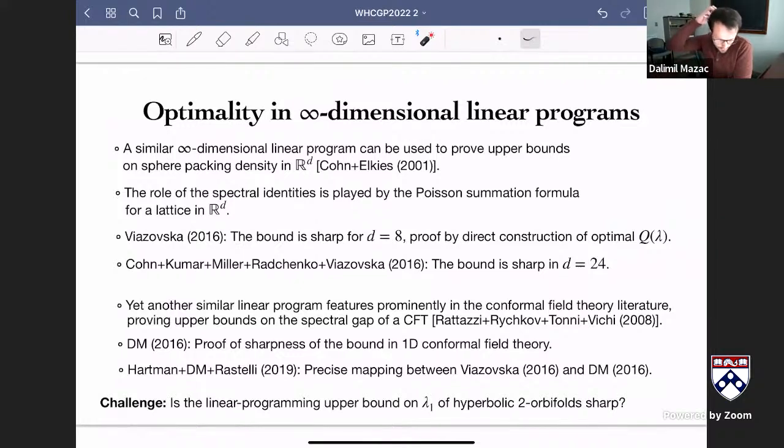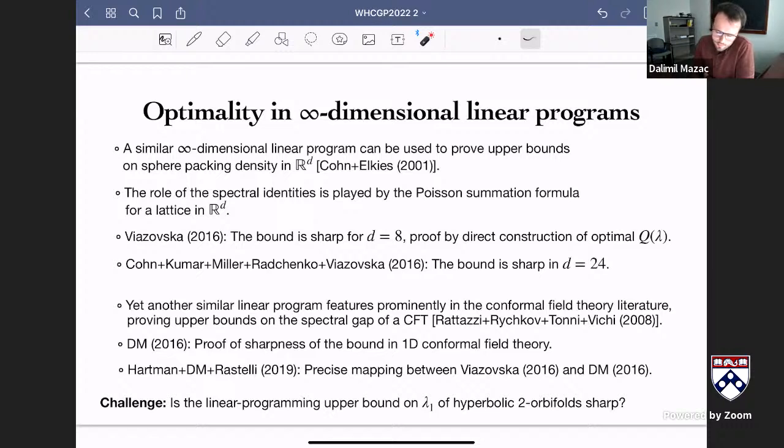Okay, so I just want to make some comments about these infinite dimensional linear programs. Something interesting is that a very similar linear program can be used to prove upper bounds on sphere packing density in d dimensions. This was explained by Cohn and Elkies in 2001. And in this case, the role of the spectral identities is played by the Poisson summation formula for lattices in R^d. And famously, Viazovska several years ago proved that this Cohn-Elkies linear programming bound is sharp for d equals 8.